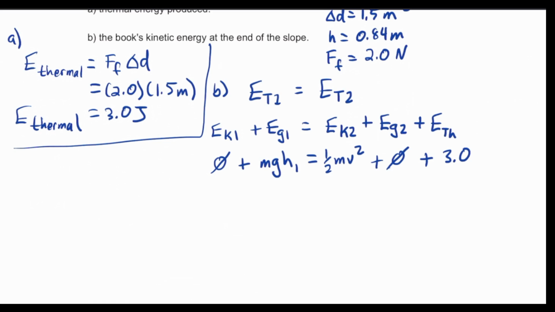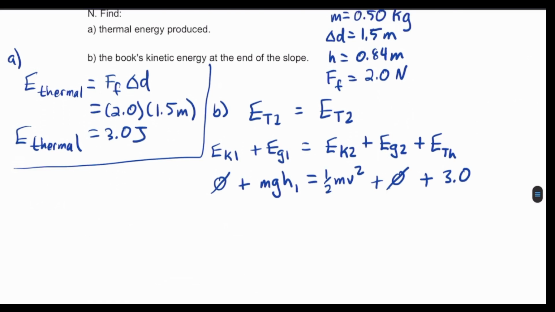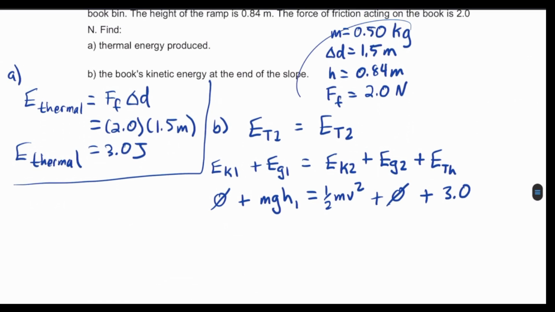The gravitational potential energy at the top, well, I know the book has a mass, checking back at our variables, a mass of 0.5 kilograms. Force of gravity is 9.8, and the height of the ramp was 0.84 equals. Now, I don't know how fast my book is moving, but that's okay. I can actually figure that out separately in a moment.